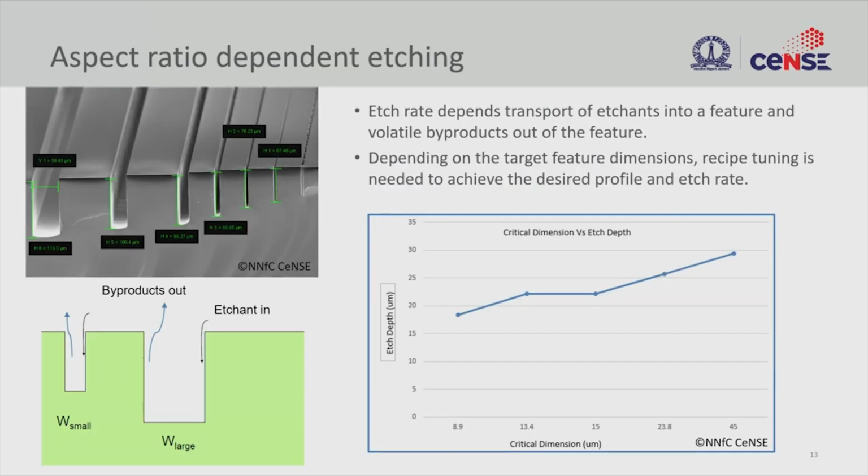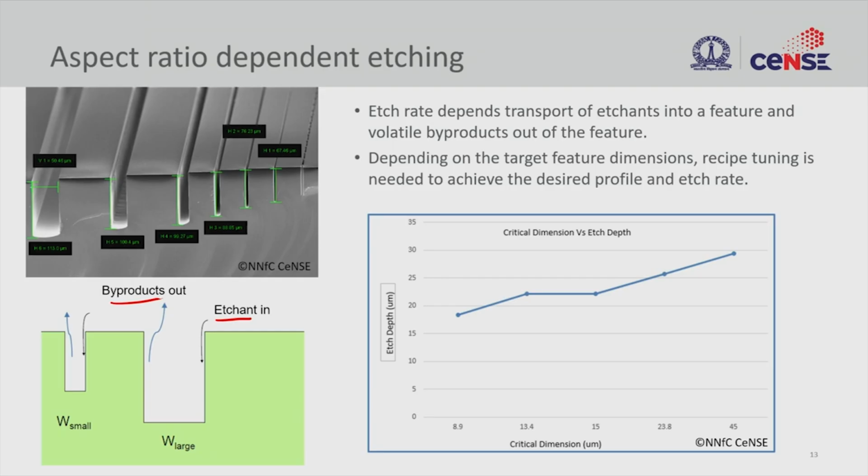The reason for this is getting all the etchants in and also getting all the products out. When the opening is large, the impedance for the etchants to go in and come out is very low. So you can have a free flow of etchants and byproducts. But when you reduce the width, you have a large impedance for the etchants to move in and out. This differential in movement, the diffusion of etchants and byproducts, creates this etch lag.